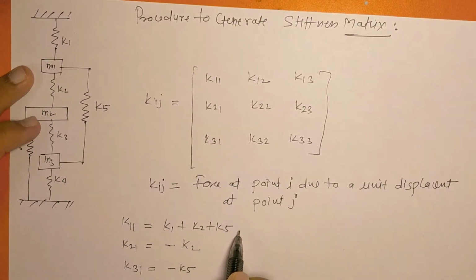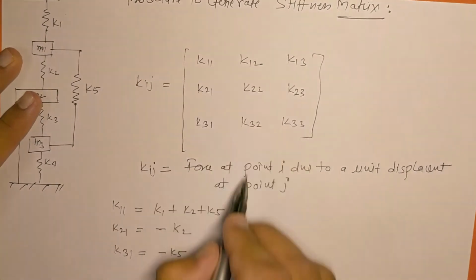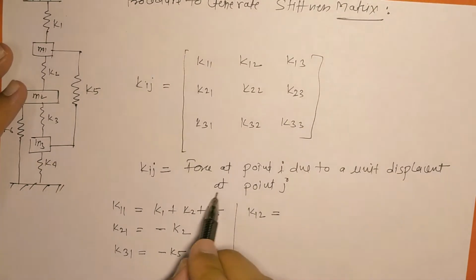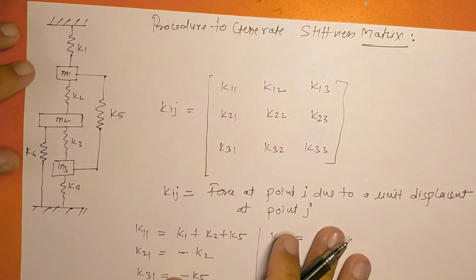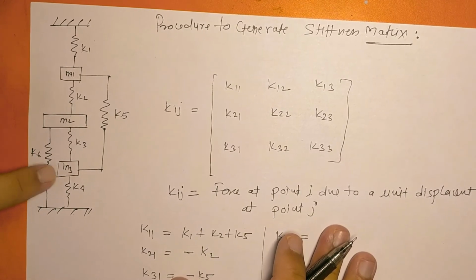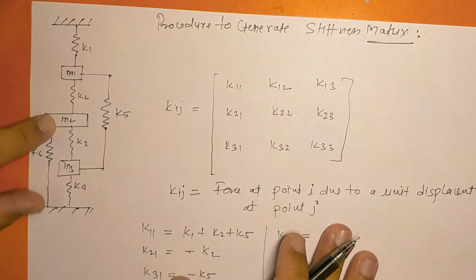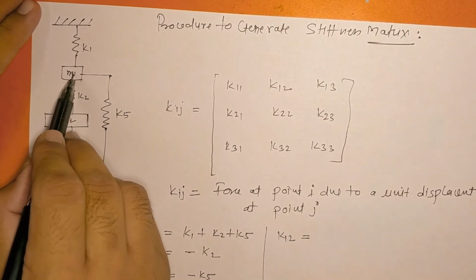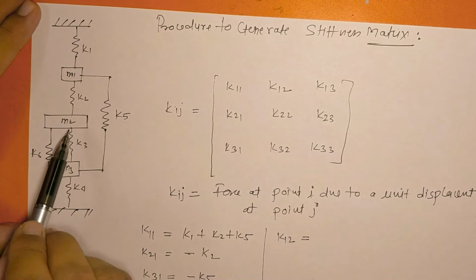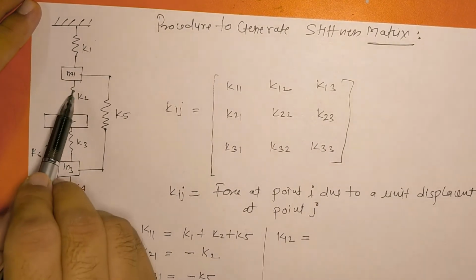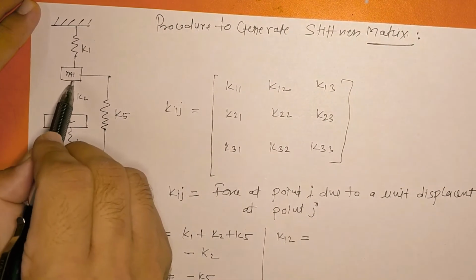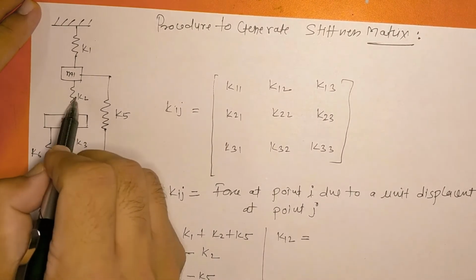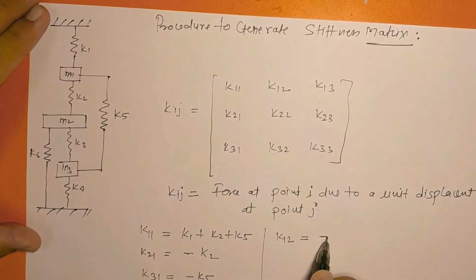Similarly, K12 means force at point 1 due to unit displacement at 2. If we fix masses m1 and m3 and give unit displacement at 2, this will create a force at point 1, or mass m1, because it is connected with the help of one spring K2 only, and this will exert a force in this direction. So this would be minus K2.